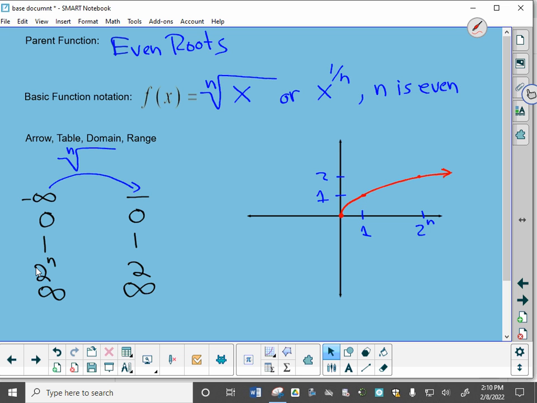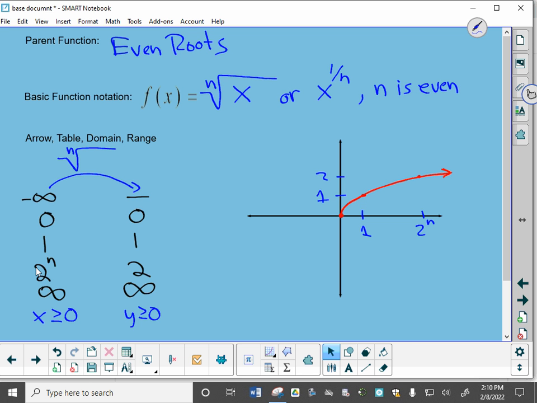Either from our list here or visually from there, we can fill in our domain and range. The domain here, the only x values we can use are x's that are greater than or equal to 0, and for outputs we end up with y values that are greater than or equal to 0.